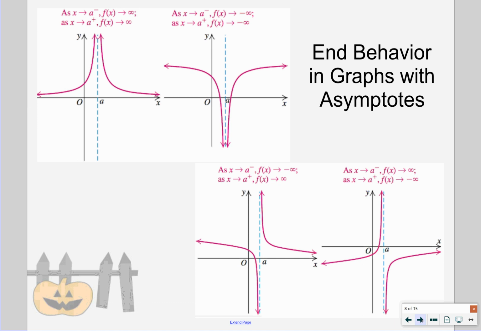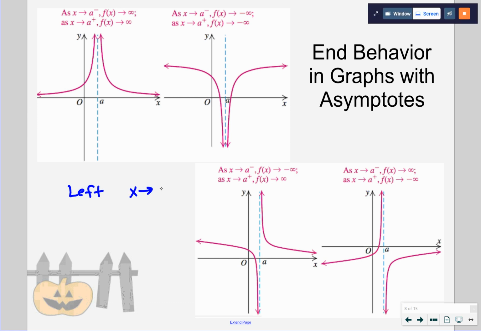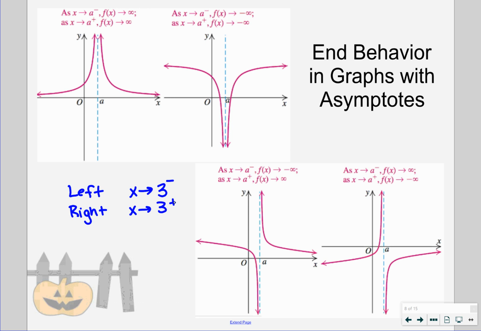If you are on the left side of an asymptote, we're going to say x approaches that number. I'll just use a 3, for example. And there's going to be a little minus next to it up in the exponent. If you are on the right, there's going to be a little plus. You only need these little pluses and minuses when you are next to a vertical asymptote. And then the y's, again, will be either up or down forever. So that's what we're going to practice at the end now: looking at these pictures and trying to name the end behavior.